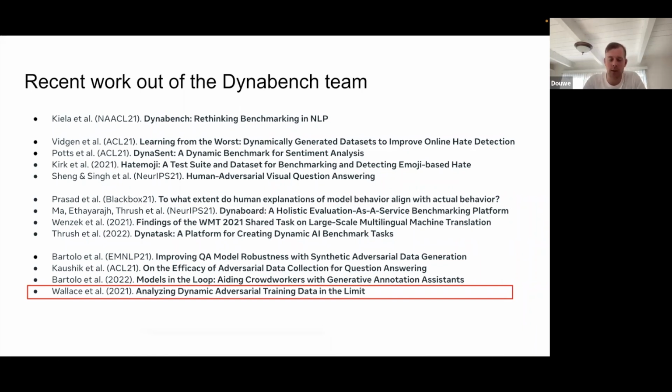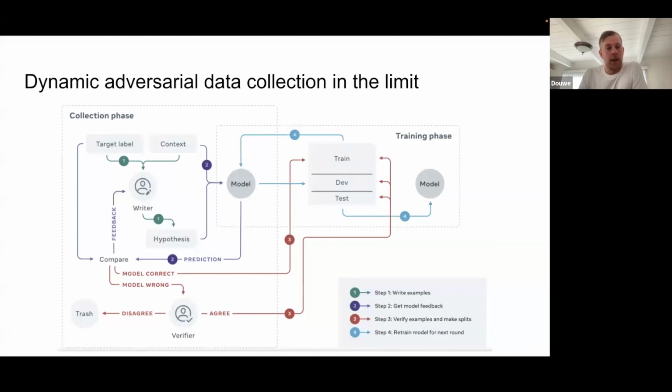So yeah, next I'll talk about this work by Eric Wallace, who interned with us last year over the summer, on analyzing dynamic adversarial training data in the limit, where we take some of the findings that I just talked about and try to apply them in the limit and see what happens, to see if we get cycles, for example, or weird stuff. So the starting point, again, just to remind you, is dynamic adversarial data collection. So we're collecting data against a model, we're turning that into training and dev and test sets, then we're training up new models that are stronger and we're putting them back in the loop, right? So we're doing dynamic adversarial data collection over lots of different rounds.